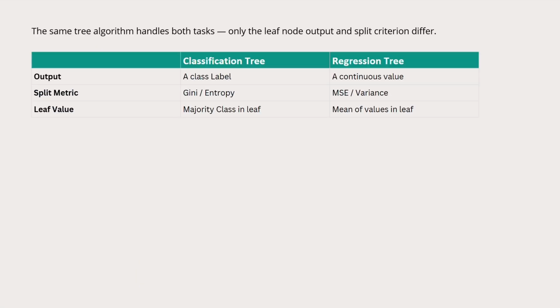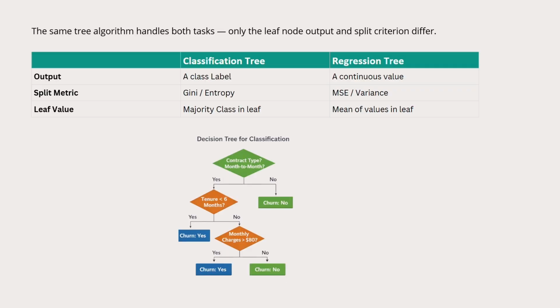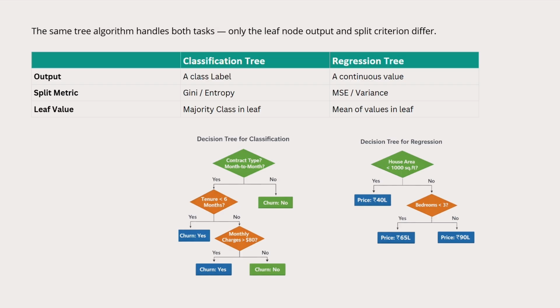Now, decision trees can be used for both classification and regression. In classification, the output is a class label. The model uses splits like Gini impurity or entropy to reduce uncertainty, and at the leaf node, the output is simply the majority class. For example, if most values in a node are yes, then the prediction for that node will be yes. In regression, the output is a continuous value.